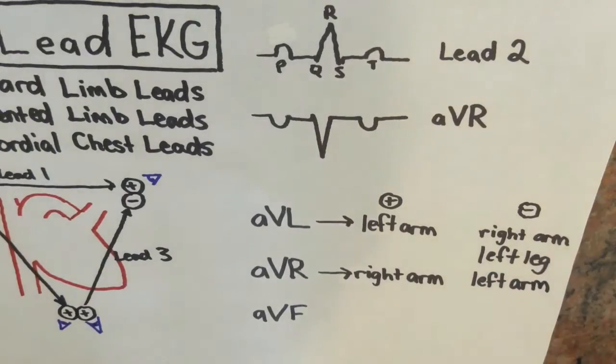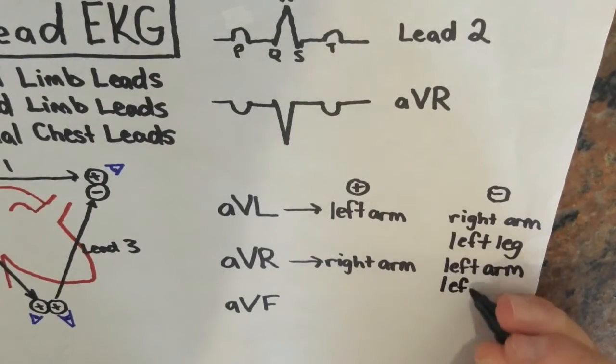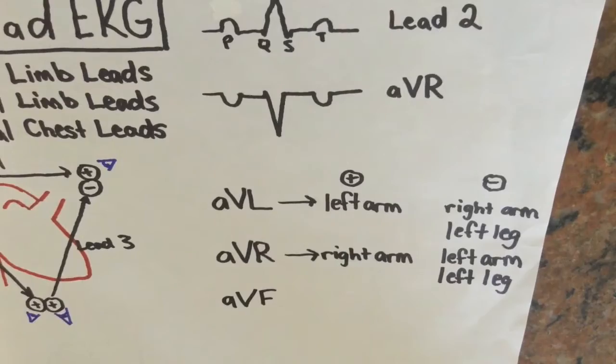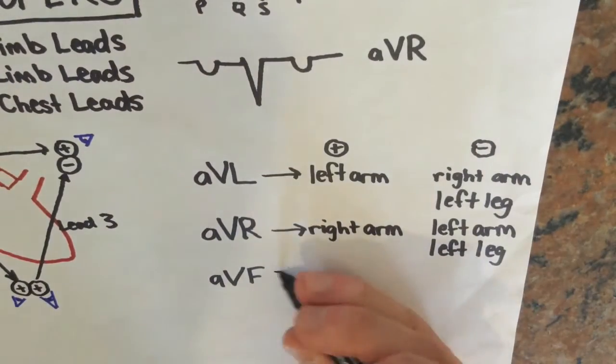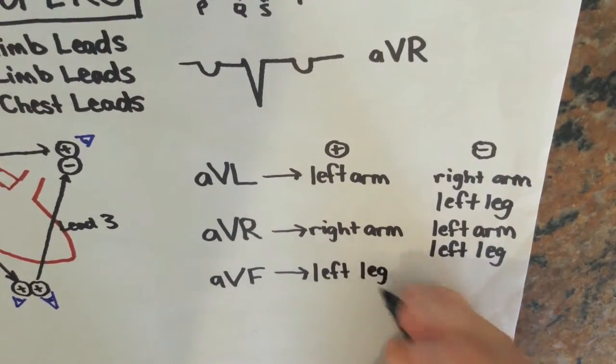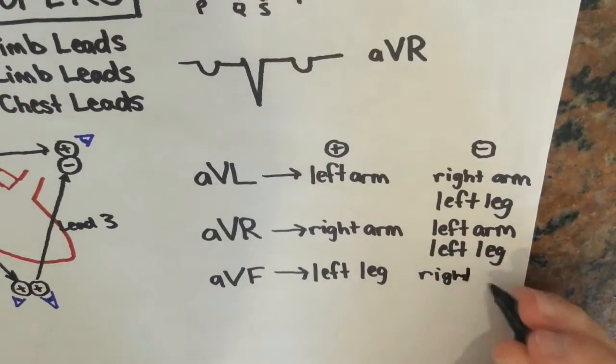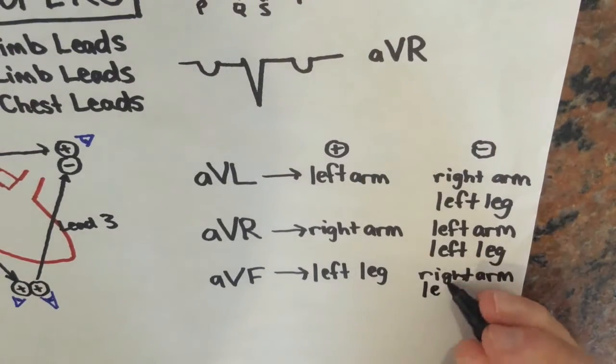AVR's positive electrode will be placed on the right arm as the negatives will be put on the other limbs, and AVF, think F for foot, will have the positive placed on the left leg.